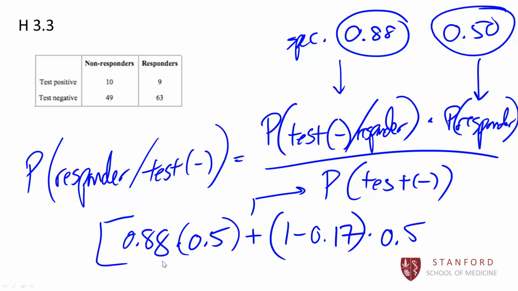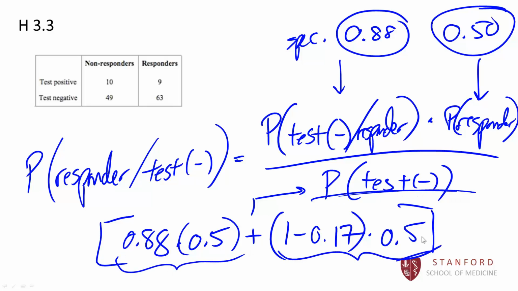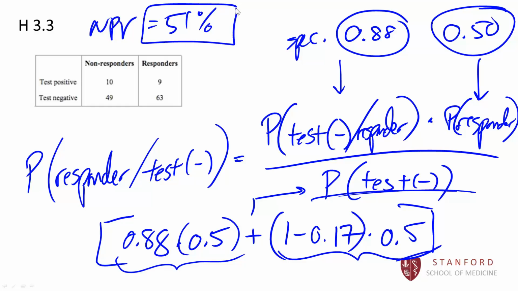Okay, so this is going to give us the probability of testing negative. These represent both situations in which the test would come out negative. So if we multiply all this out, and again I'm out of space, but if you multiply all this out, the NPV works itself out to be approximately 51%.